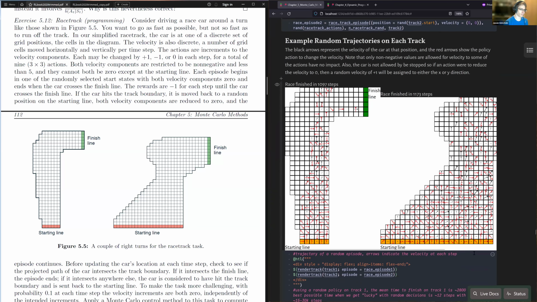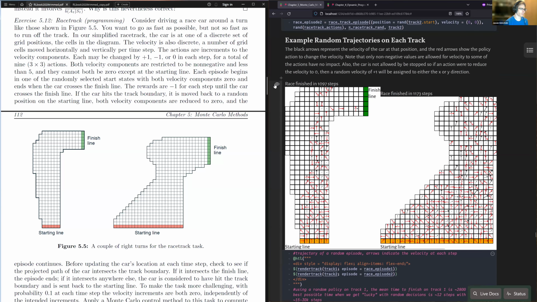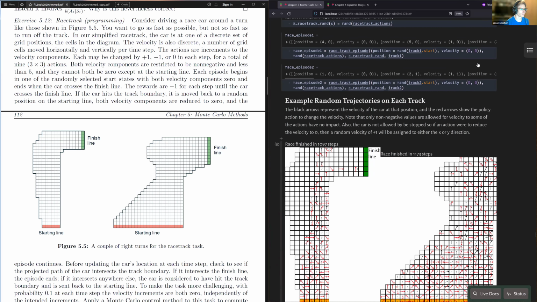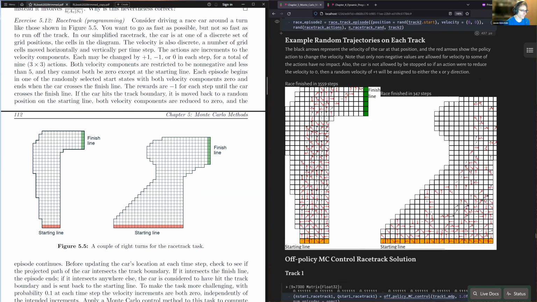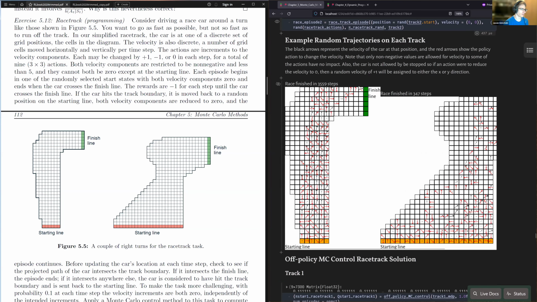So here I'm generating a random run with a random policy, and you can see it's thousands of steps to finish. Track 2 is actually a little easier to finish randomly. It's usually less than 1,000 steps. Here, what I'm showing is the black arrows are the velocity of the car, and the red arrow is what action is being taken.